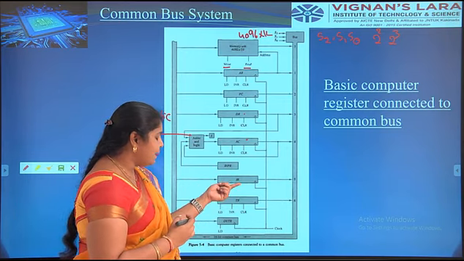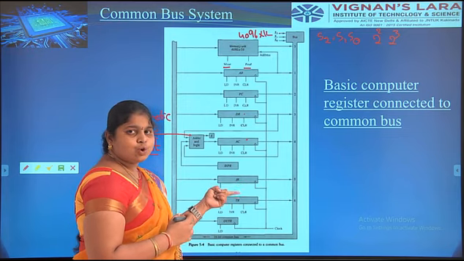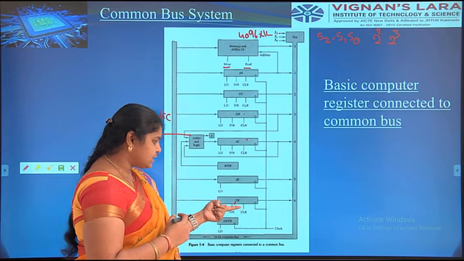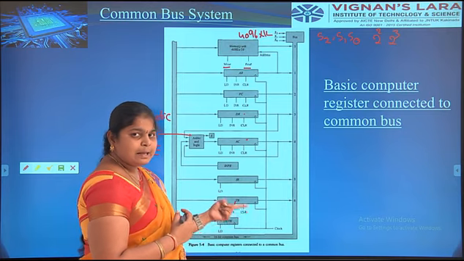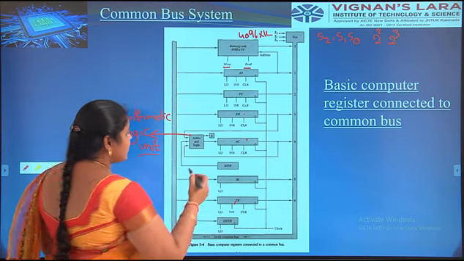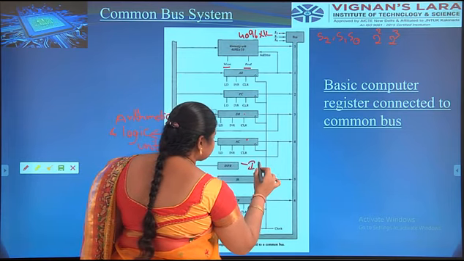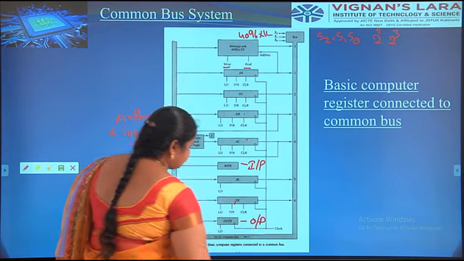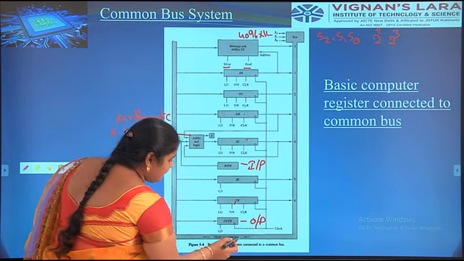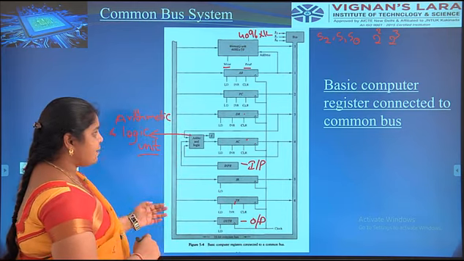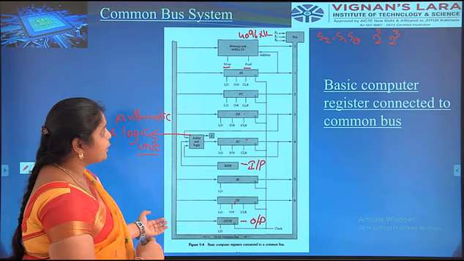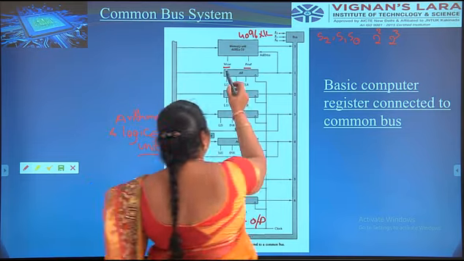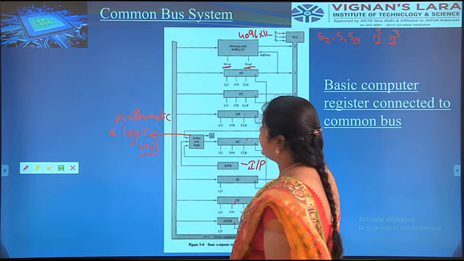Here IR means instruction register. It stores the instruction codes from the user. The temporary register holds and stores the temporary data. This is the input register and this is the output register. This is a 16-bit common bus. This is the basic computer register connected to the common bus. This is a write operation and this is a read operation.